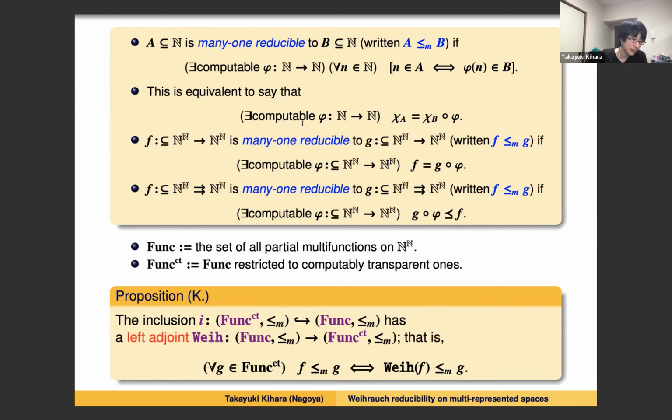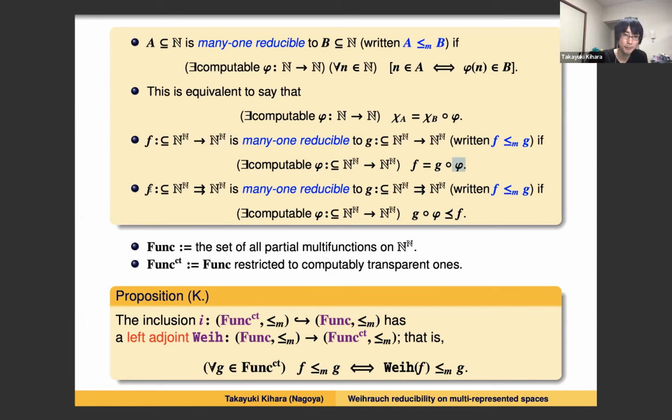So using this idea, we can generalize many-one reducibility to any function. First, many-one reducibility for single-valued functions on Baire space is defined by precomposition by a computable function.